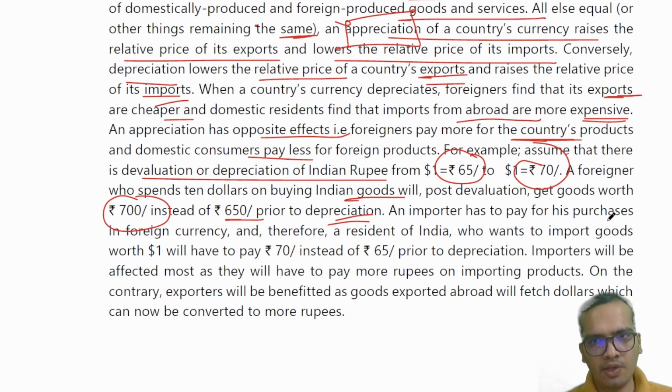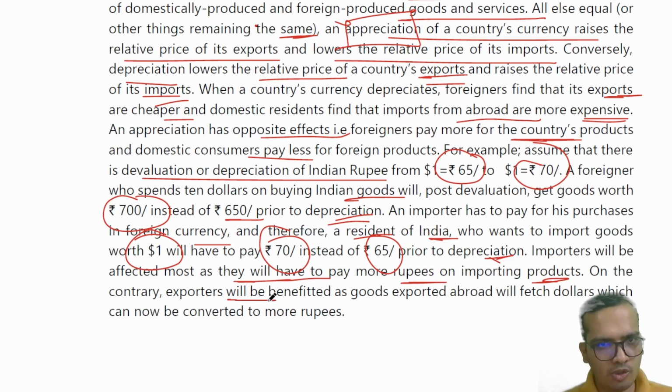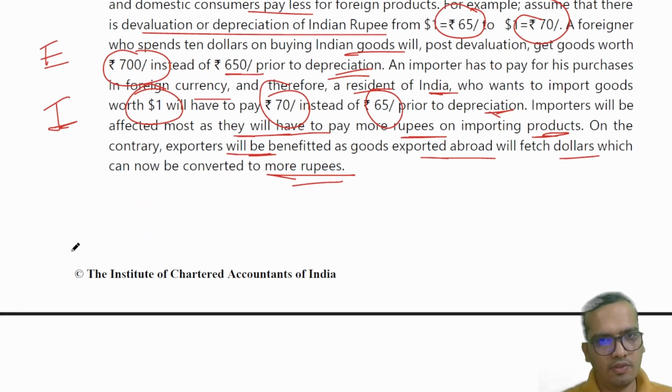An importer has to pay for his purchase in foreign currency. Therefore, a resident of India who wants to import goods worth $1 will have to pay rupees 70. ज़्यादा भरना पड़ेगा 65 की जगह पे prior to depreciation. जो पहले 65 के लिए में आ रहा था अब उसको 70 देना पड़ रहा है. Importers will have to pay more rupees on importing products. On the contrary, exporters will benefit as exports abroad will fetch dollars which can now be converted to more rupees. तो एक जगह पे फ़ायदा है एक्सपोर्टर को, यहाँ पे नुकसान है.